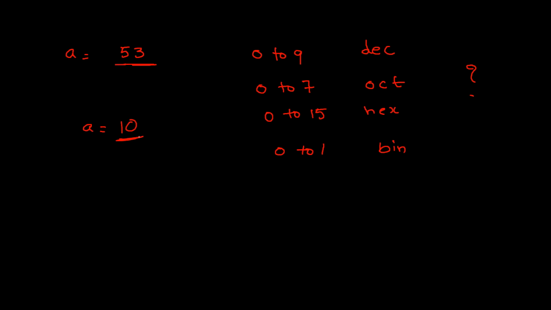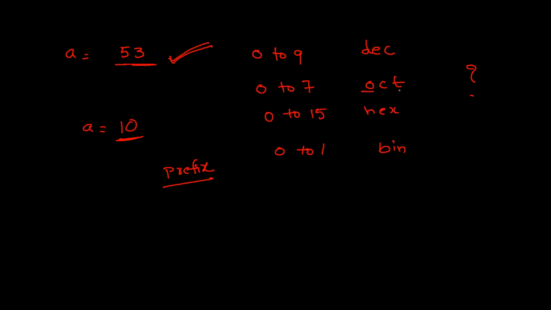Among the different types of bases, we use prefixes. The prefix is written before the number. Based on the prefix only, we identify which data type the number belongs to. By default every number is a decimal number. For a decimal number there is no need for any prefix. So in this example, 53 is automatically a decimal number.